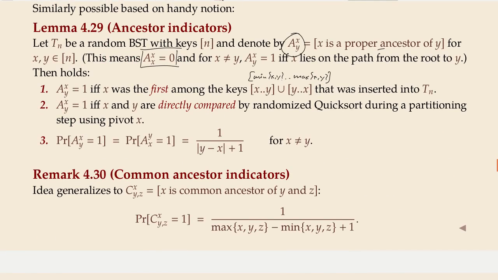So this is actually nothing that needs a separate proof. It's a consequence of this correspondence that we've discussed before. And the third thing is a consequence of the first. The probability for x to be the first among so many elements, which is just this number, is just 1 over that, because roots are always chosen uniformly. That was the defining property of random binary search trees.